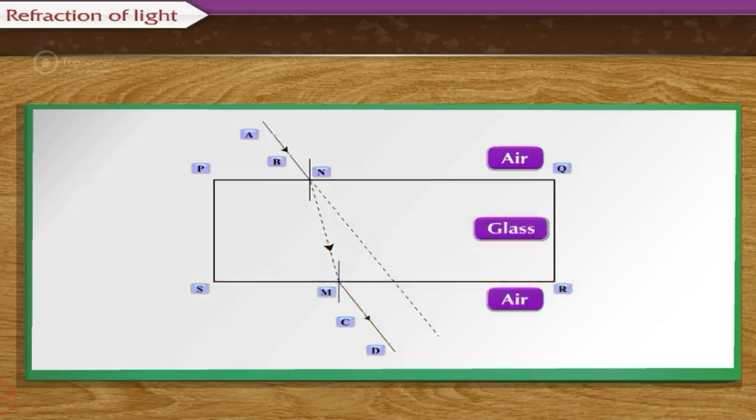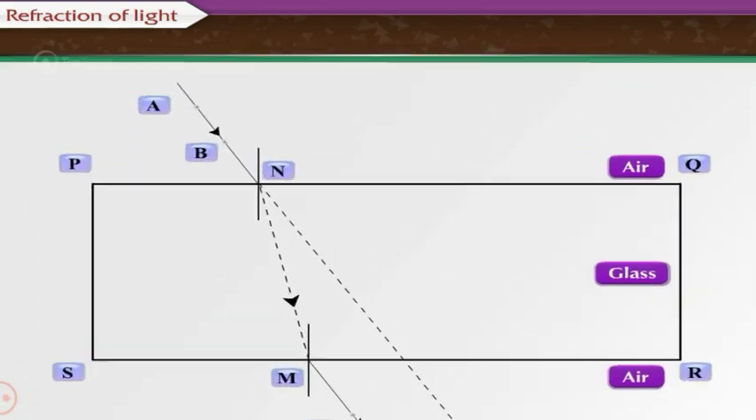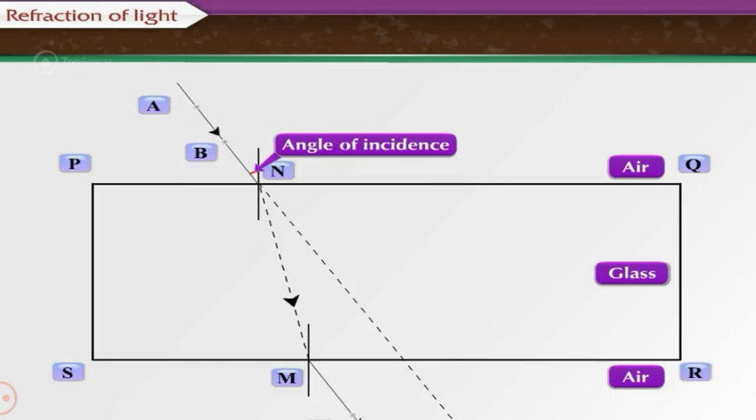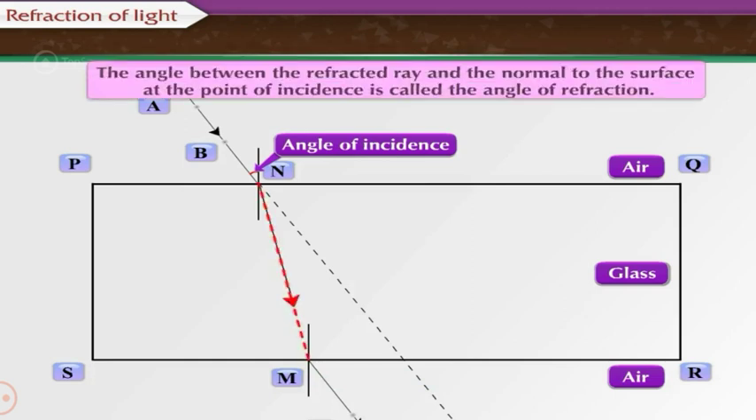Before proceeding further, let us know about the angle of incidence and angle of refraction. The angle between the incident ray and normal to the surface at the point of incidence is called the angle of incidence, whereas the angle between the refracted ray and the normal to the surface at the point of incidence is called the angle of refraction.